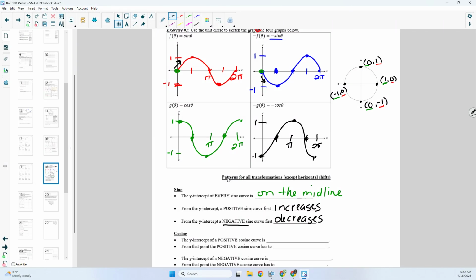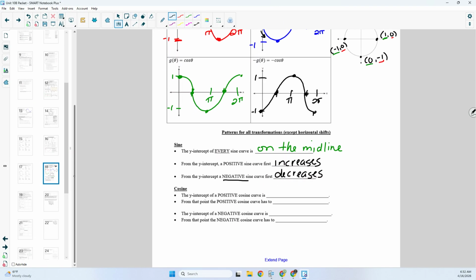So we're looking for a graph that starts on the midline for sine, and then positive sine up, negative sine down from there. Looking at my 2 cosine graphs, it might be tempting to say that the y-intercept of a positive cosine curve is 1, but either with a shift up or even a vertical stretch, right, that number is going to move. So where does a positive cosine curve start? Right, it starts at the maximum. So even if we stretch it or move it, we're just looking for it to start at the highest point. From there, if I start at the max, the only place I can go is down, right? So from that point, the positive cosine curve has to decrease.